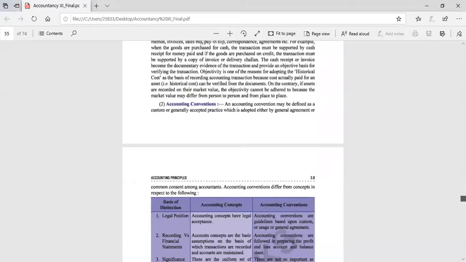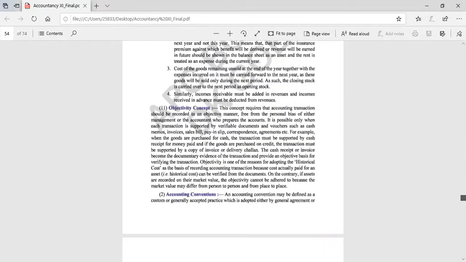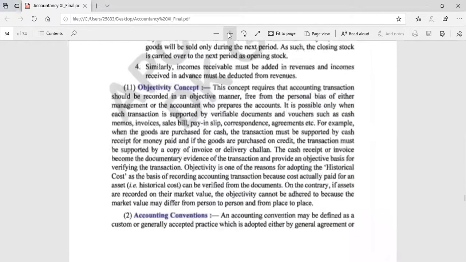Okay, so these are the conventions. So let's start with accounting conventions. Okay, let's read it from here.